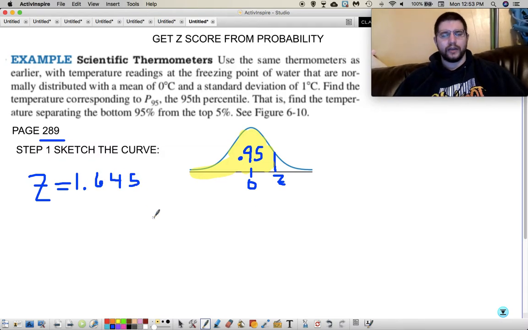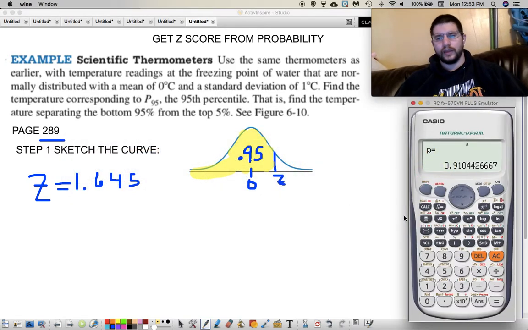Now let's see how we do that on the calculators. Casio, again, we're going to go mode 3, but instead of the normal CDF, since we're not looking for a probability, we're given a probability, we're going to do the inverse normal. The area, 0.95. Mean and standard deviation are the same, so 1.6448, 1.645 if you round it.